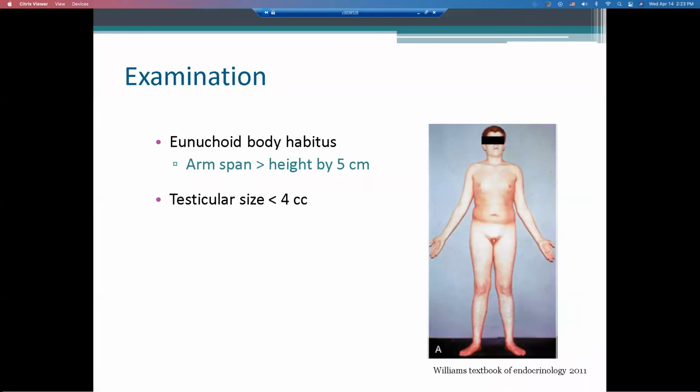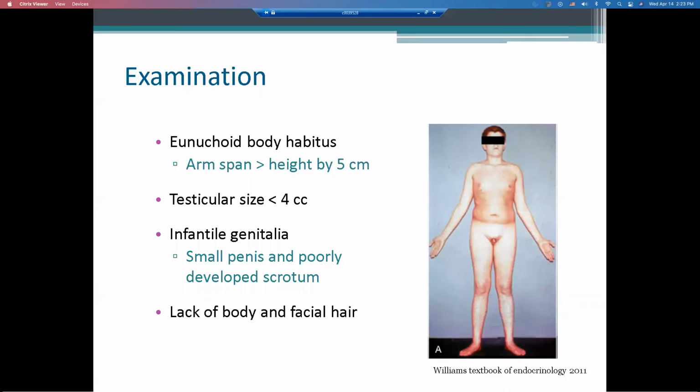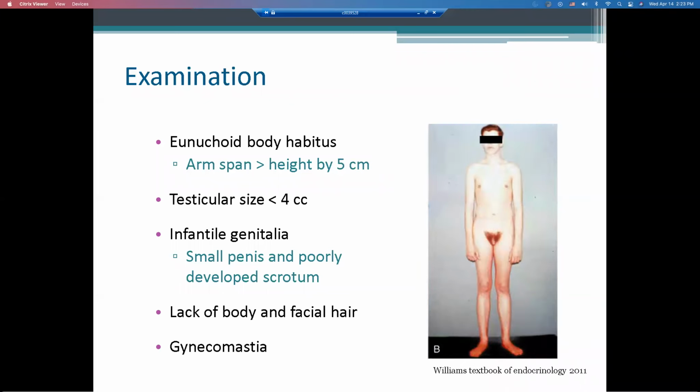Testicular size is less than 4 centimeters, which is pediatric size, infantile genitalia, and lack of body and facial hair. Gynecomastia happens in these kids as well because of low testosterone. And you can see here after testosterone therapy how the body habitus or the morphology of the body changed. The patient has developed penis, pubic hair, less fat, no gynecomastia, and a more masculine appearance.